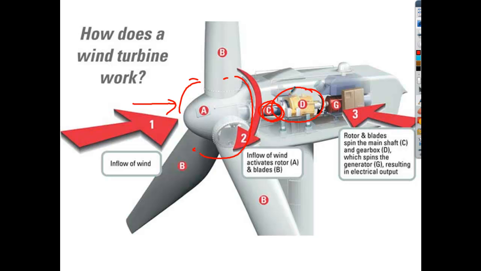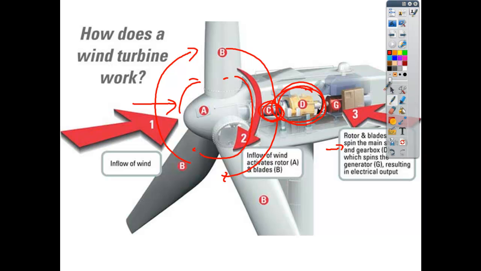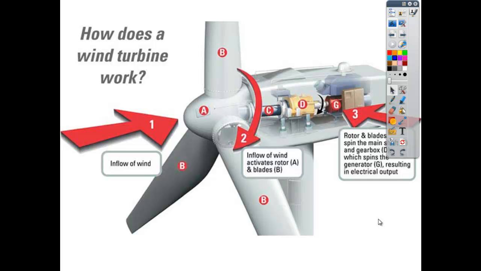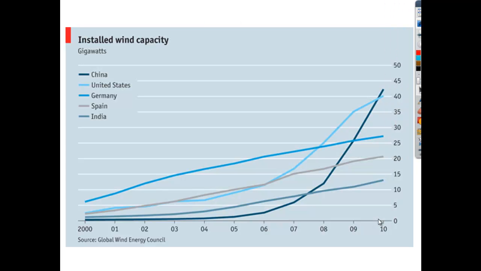But the blades don't spin that fast, so to increase the speed of the coil of wire spinning, you have a gearbox, which is able to maintain and increase the speed, so you get more electrical output. All right, so just a real quick explanation, nothing super important. I just wanted to give you a basic understanding behind that.